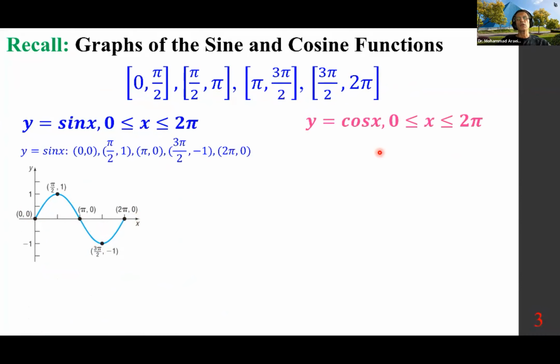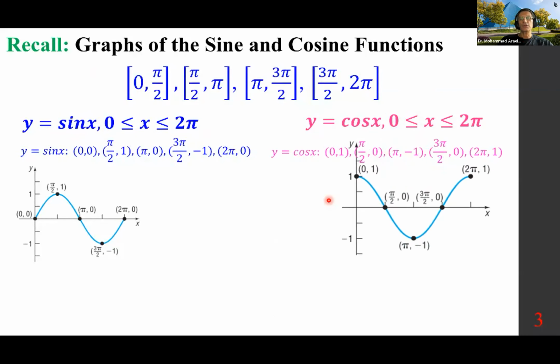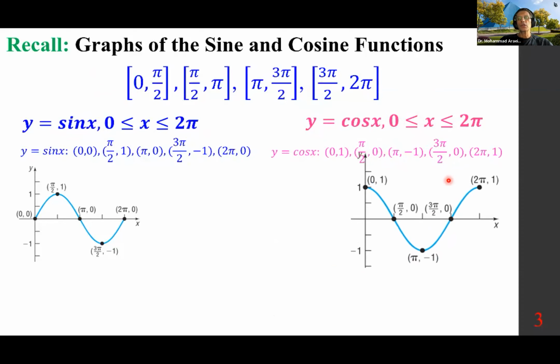Same thing for the cosine. We repeat the same thing. We cut this into 4 equal subintervals. We evaluate them at the endpoints, and it creates these points: (0, 1), (pi over 2, 0), (pi, negative 1), (3 pi over 2, 0), (2 pi, 1). Again, this is a complete cycle. You continue indefinitely on both sides.